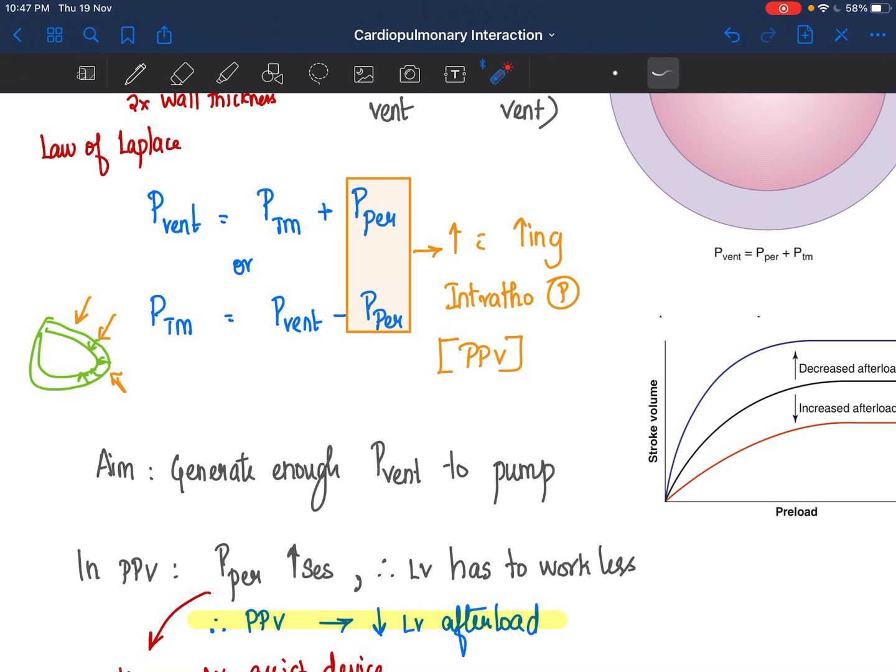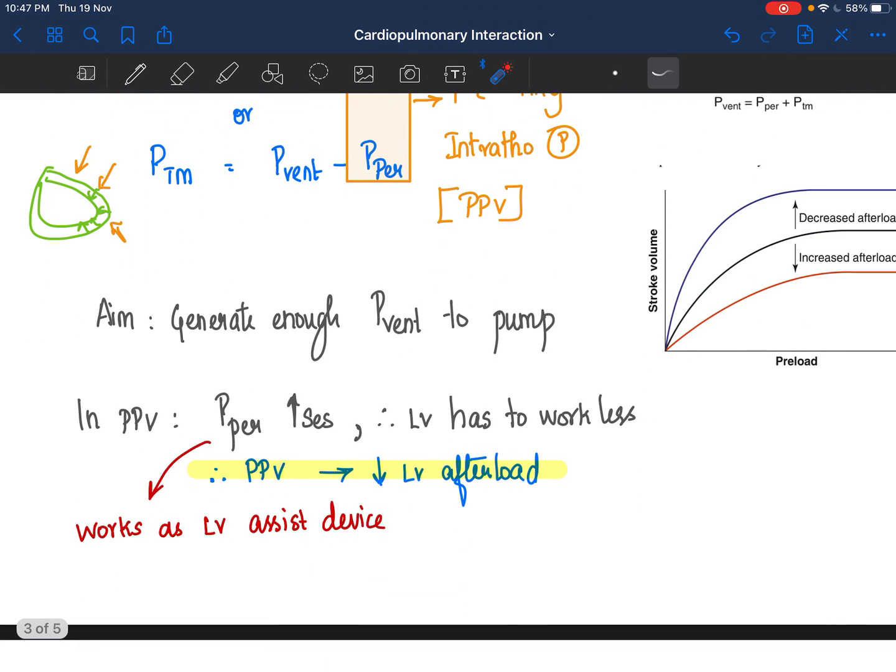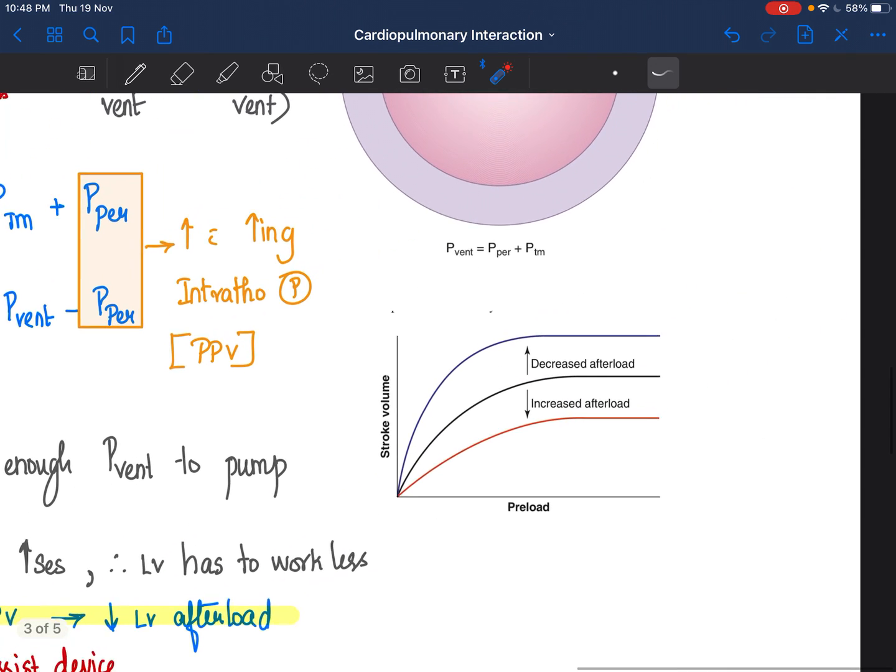So you want the ventricle to be less stressed, and that is what positive pressure ventilation does. In positive pressure ventilation, your pericardial pressure increases, so the left ventricle need not work that much, it can work less. So positive pressure ventilation on the left side decreases left ventricular afterload. In fact, you can consider positive pressure ventilation as working like a left ventricular assist device, right?